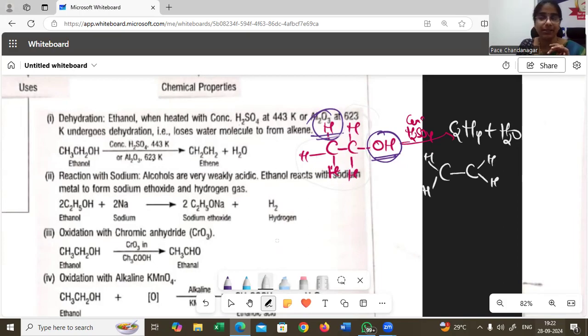But my carbon is not satisfied. Carbon is having only three bonds, but carbon should have four bonds. This is how I write it. Now this is a double bond. Ene. So this is ethene. That is what we got. CH2=CH2. Ethene is what we got here.